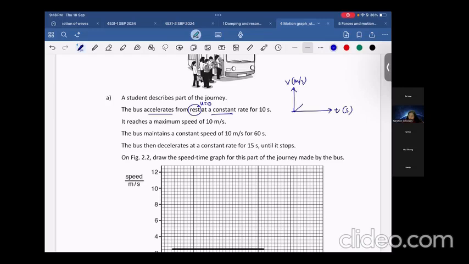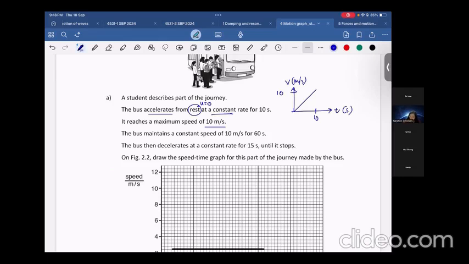Okay, accelerate, that means speed up. So our graph should be something like this. For 10 seconds, so this one is 10 seconds. It reached the maximum speed at 10. Okay, they tell us the maximum speed is 10. So here, maximum speed 10. The bus maintains a constant speed of 10 meter per second for 60 seconds.